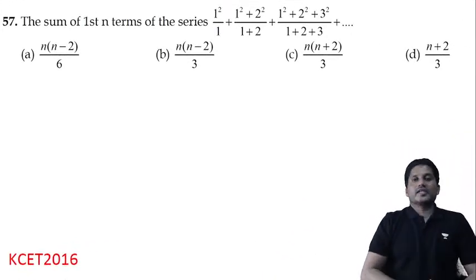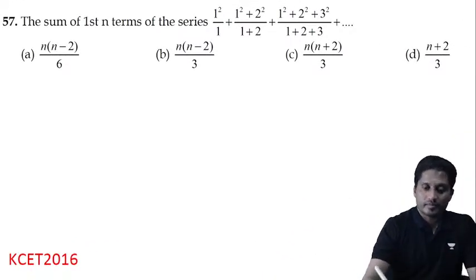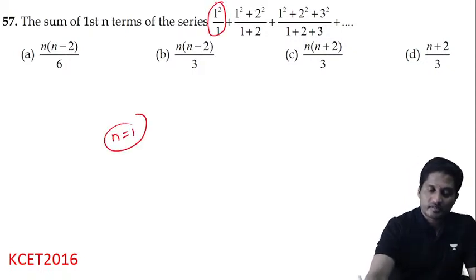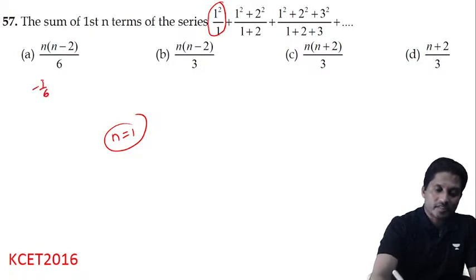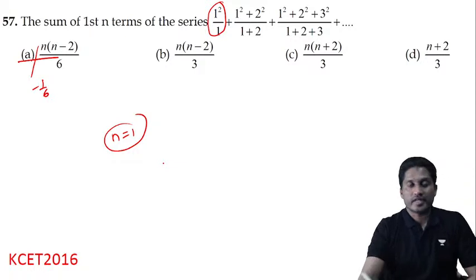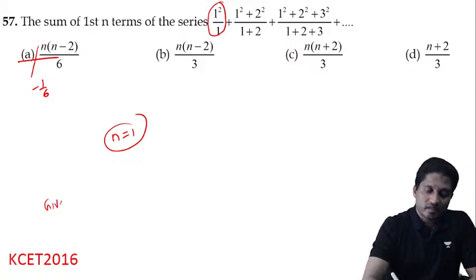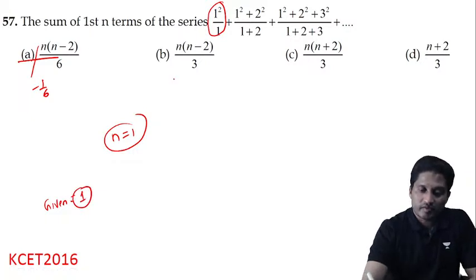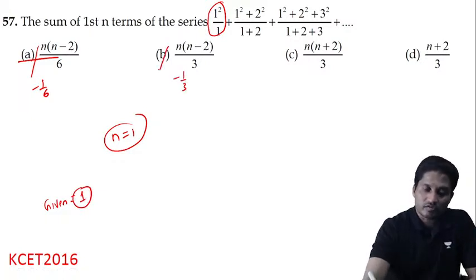The sum of first n terms of a series. See, no need to do the problem. If you put n equal to 1, you will get the first term as 1. If you put n equal to 1 here, you will get minus 1 by 6. Answer is ruled out because I should get 1 by 6. Given expression, first term should be equal to 1. Put n equal to 1, you get minus 1 by 3. Even this is ruled out.